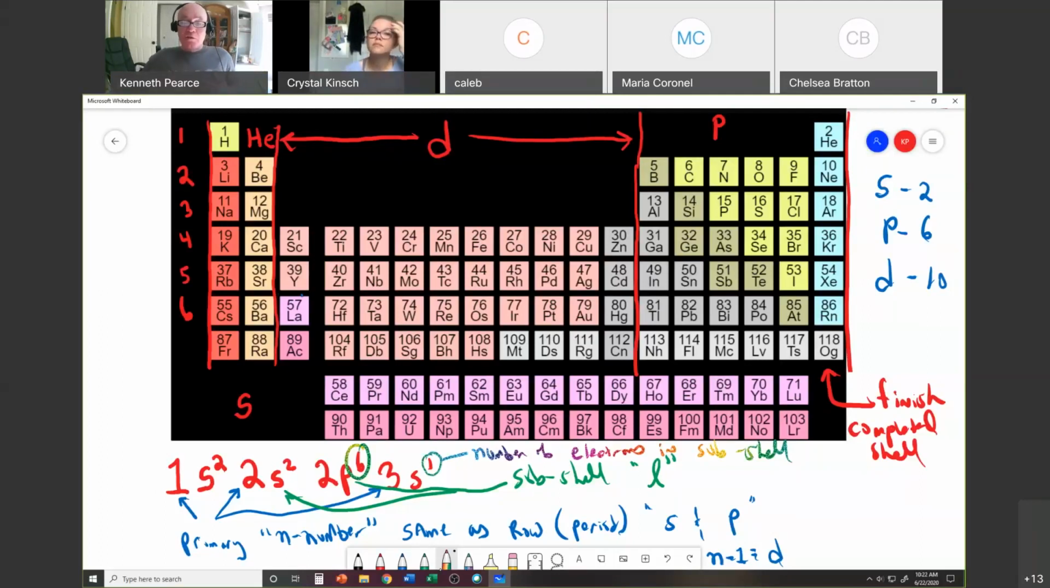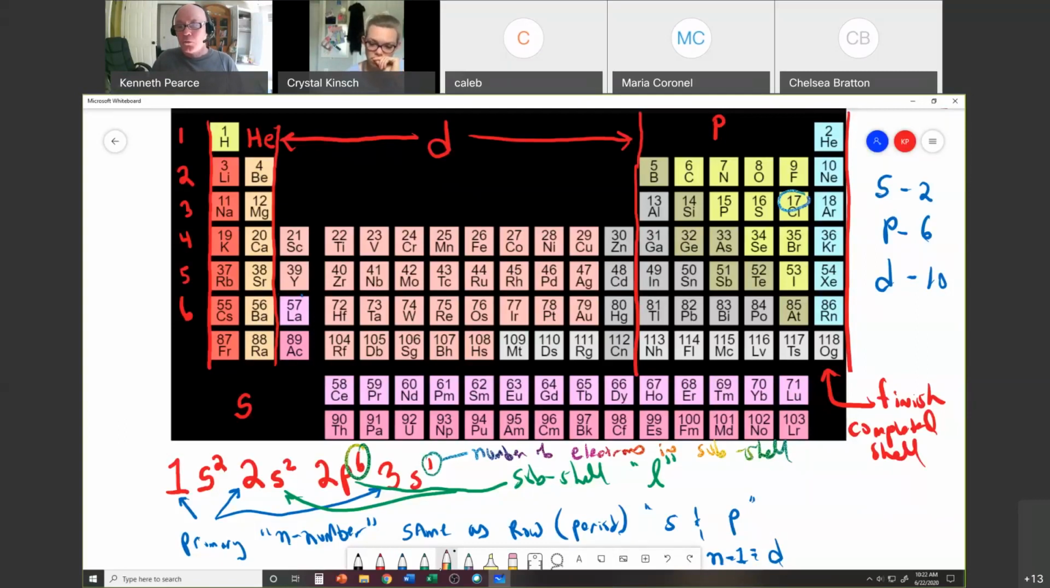That number that's above the P, or above the S, is how many you have in that particular subshell. It is not the total number of electrons. Total number of electrons is like the 17 in chlorine. That's total number of electrons.